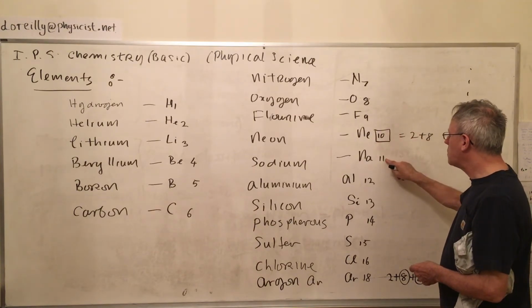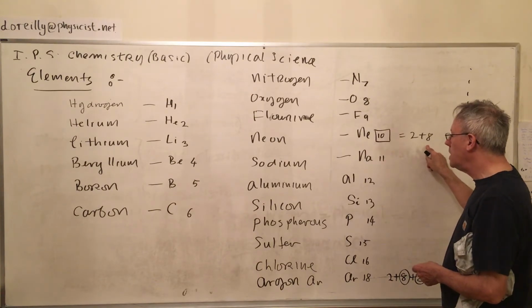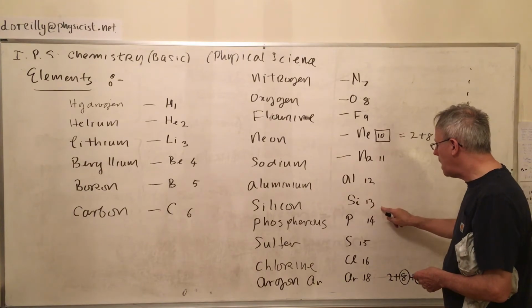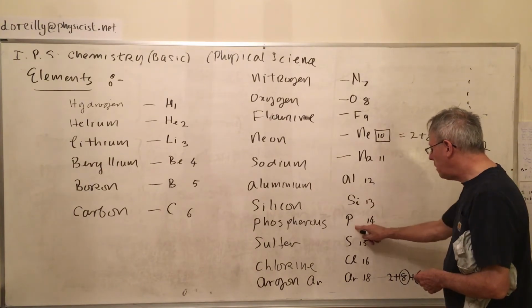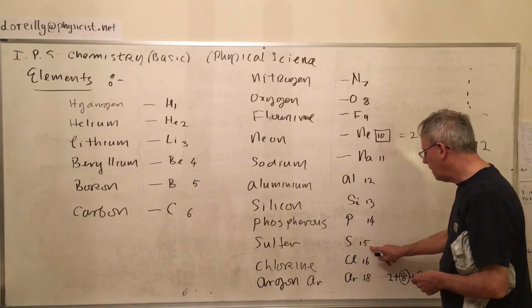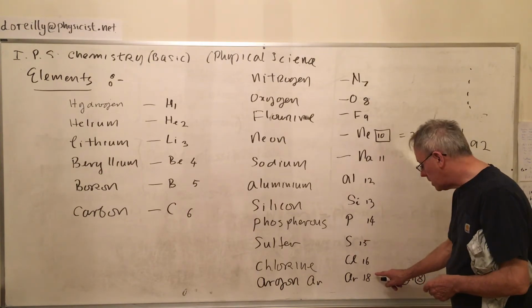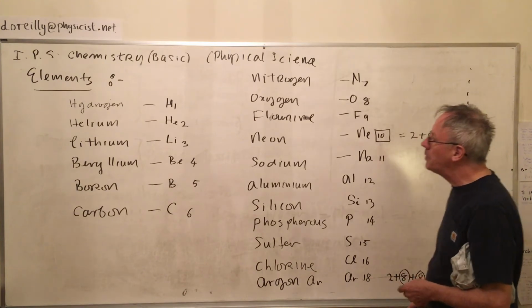Sodium, it's got an extra thing beyond the magic number, has a reason for being there. Aluminium, number 12, Al. Silicon, Si. Phosphorus, 14, P. Sulfur, 15, S. Chlorine is a poisonous green gas. Argon, actually let's say something about them.